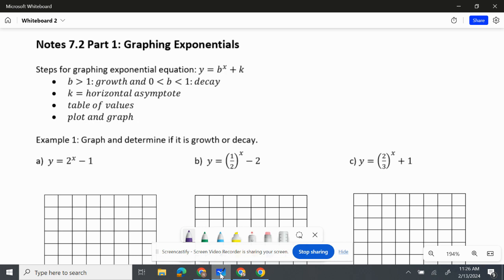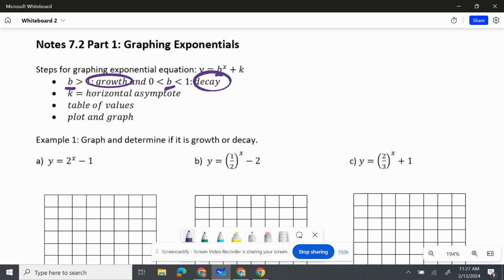Now what we're going to do is look at exponential graphing. There's a few different steps that we're going to start with. First is we're going to decide, is it a growth model or a decay model? A growth model is when our b value, and the b value is the number underneath the exponent, is greater than 1. And a decay model is when our b value is in between 0 and 1.